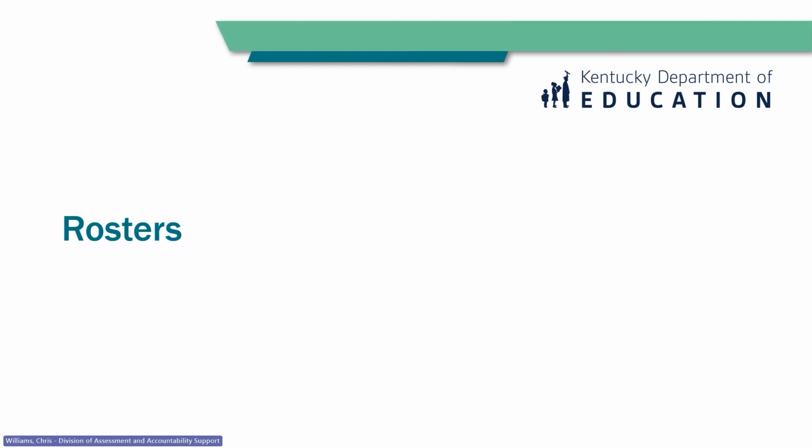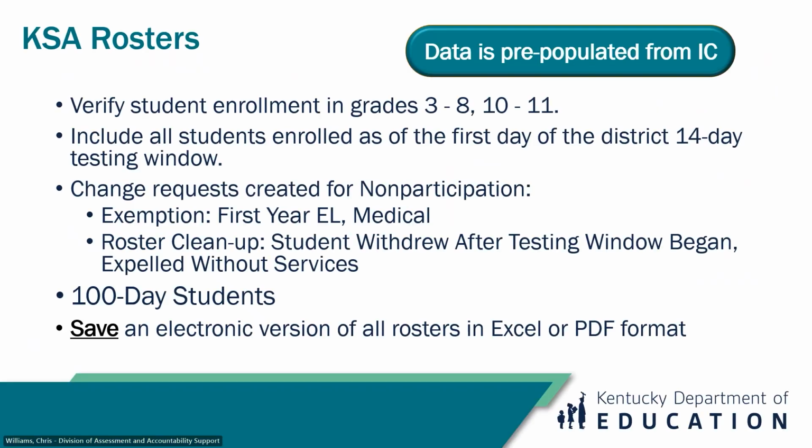Now, let's take a look at our rosters. Rosters are also another important piece, and we're going to look more closely at how to manage our rosters. Now, managing rosters is one of the most important aspects of SDRR during the spring testing window. For KSA, rosters should include students who are in grades 3 through 8, 10, and 11.